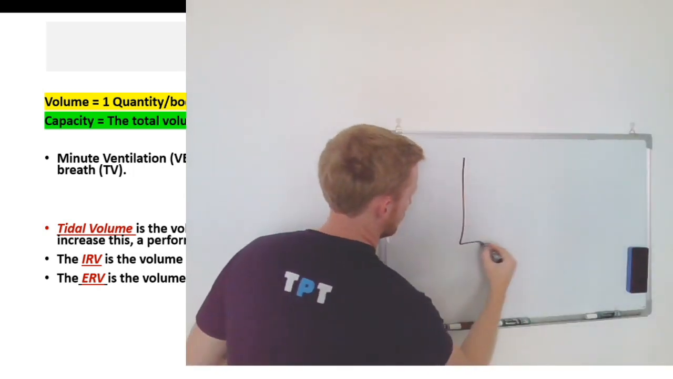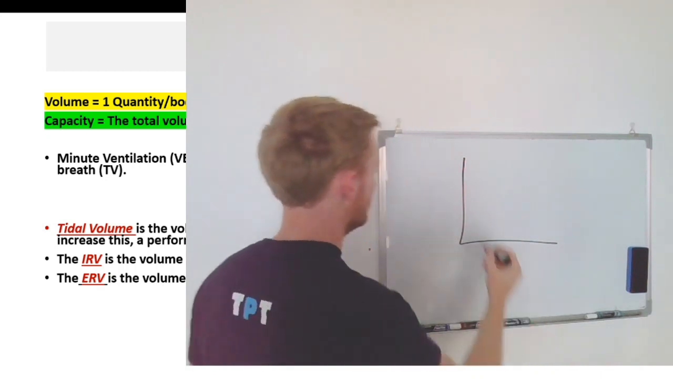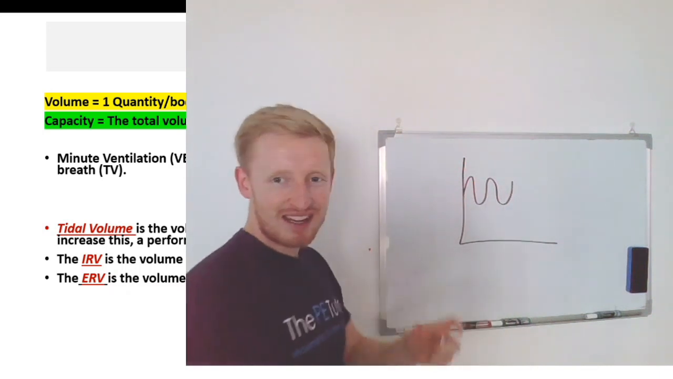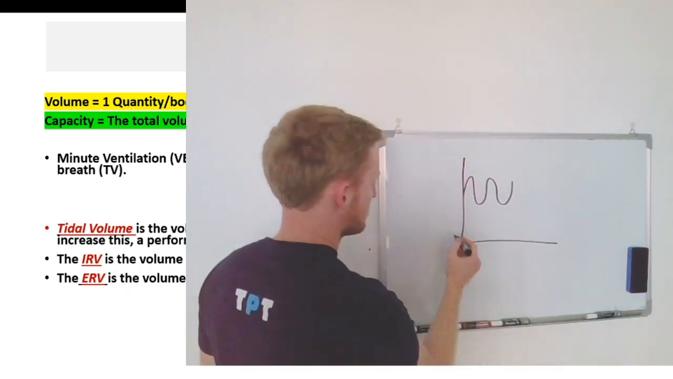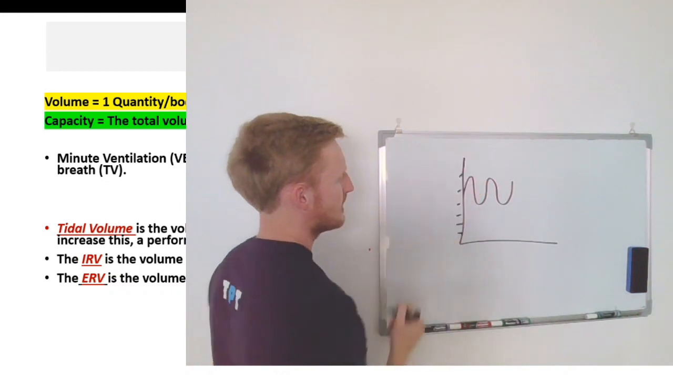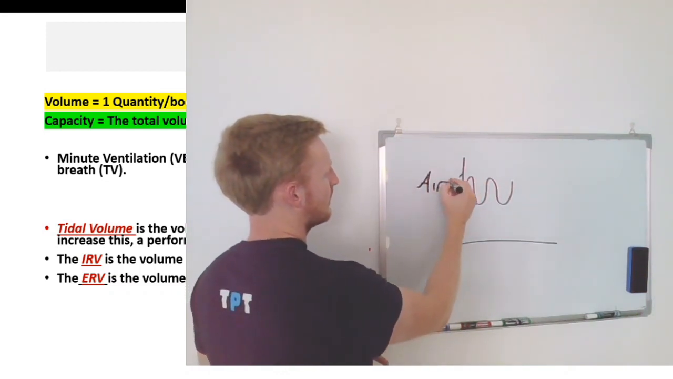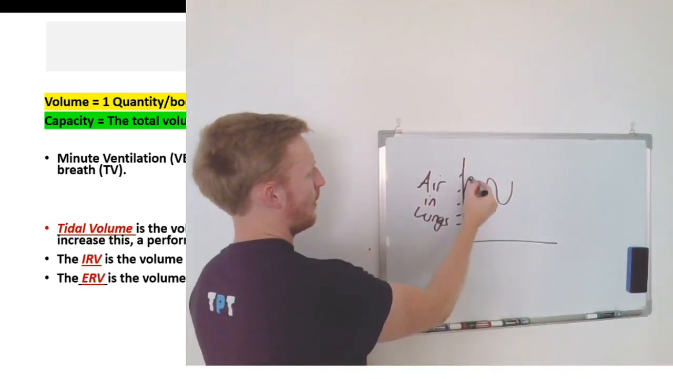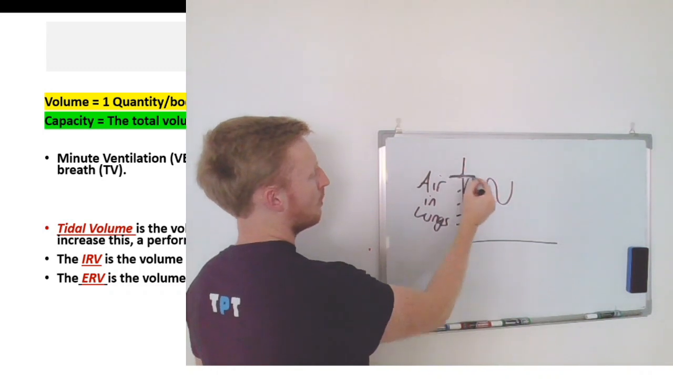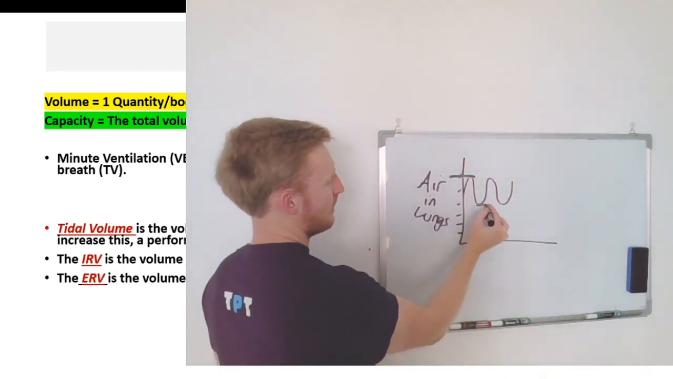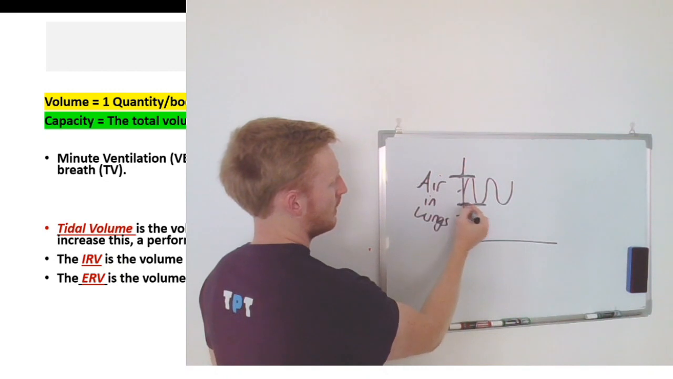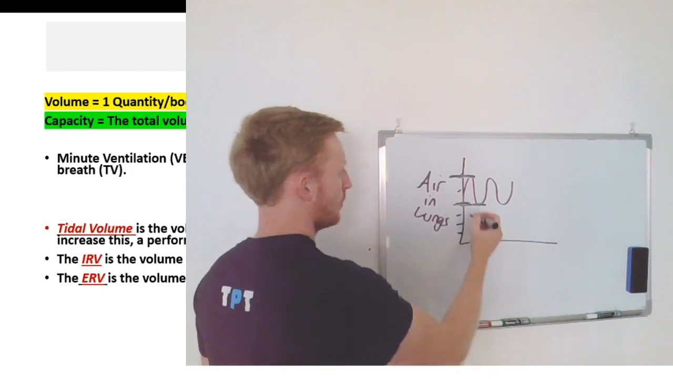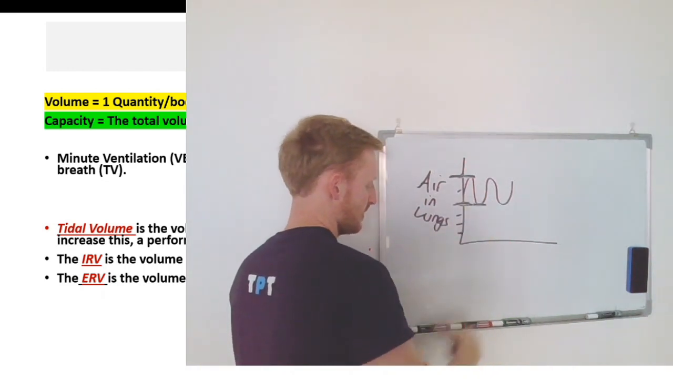So if I were to draw our regular breaths in, where we have in, out, in. So that's our regular resting breath. And up the side here, along this y-axis, is the amount of air inside the lungs. So when we breathe in, obviously we've got more air inside the lungs. When we breathe out, this trough in the wave, then we've got less air inside the lungs. So whenever we're exercising, we want to start to increase our tidal volume.